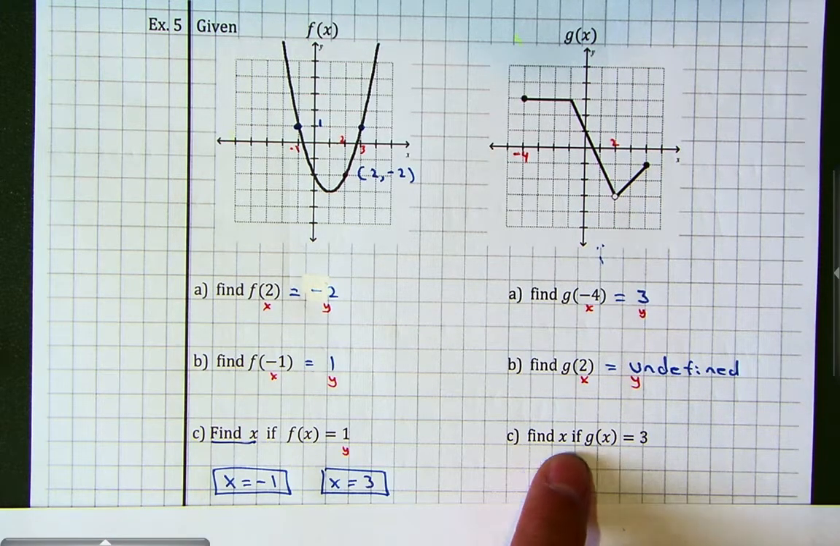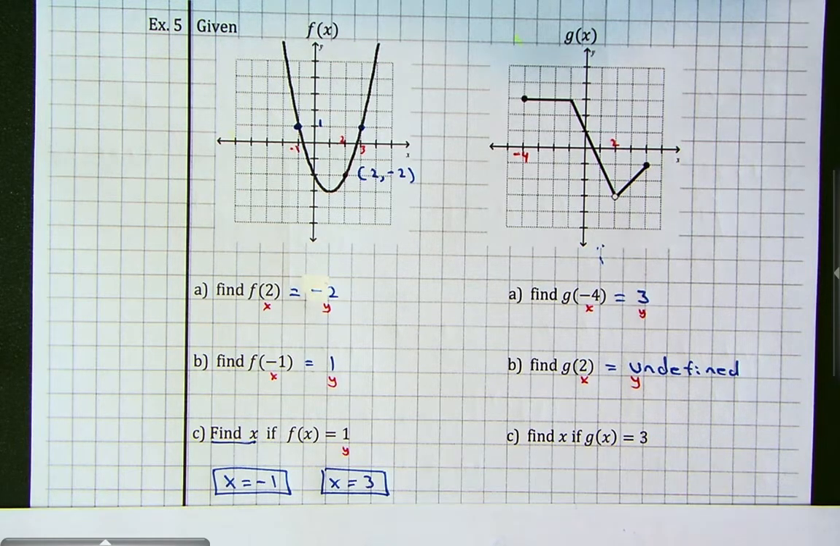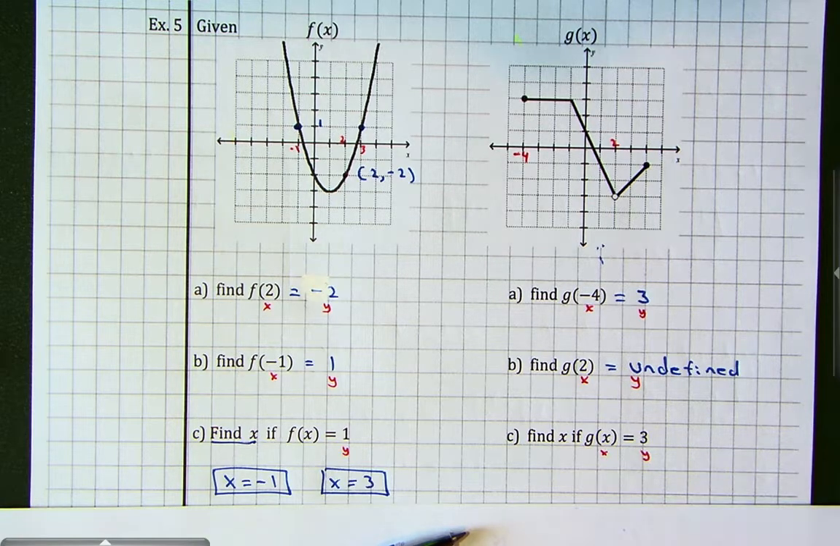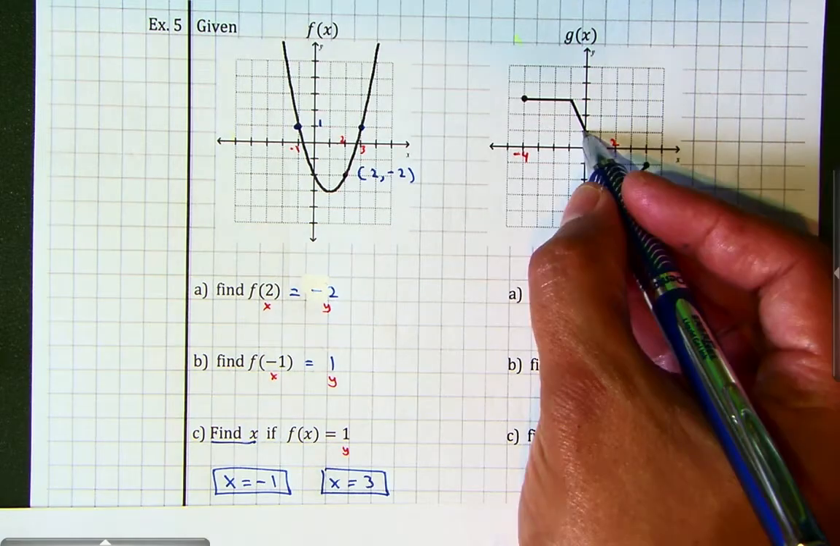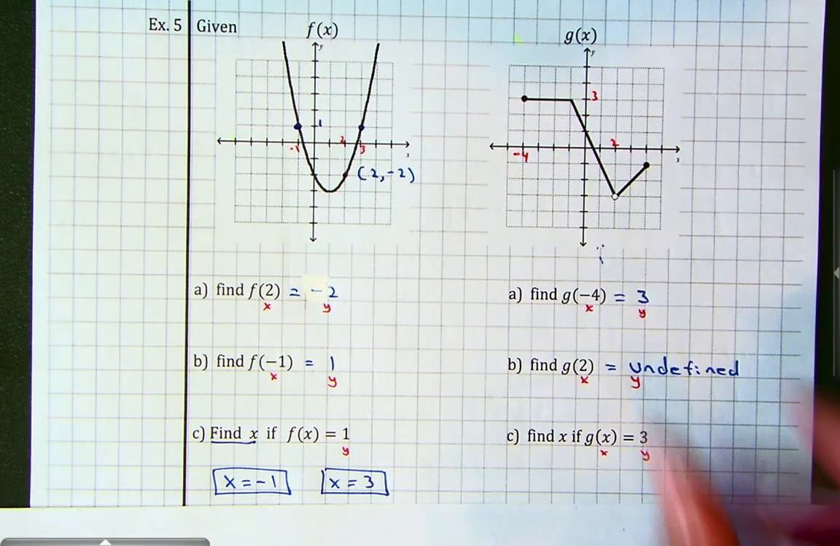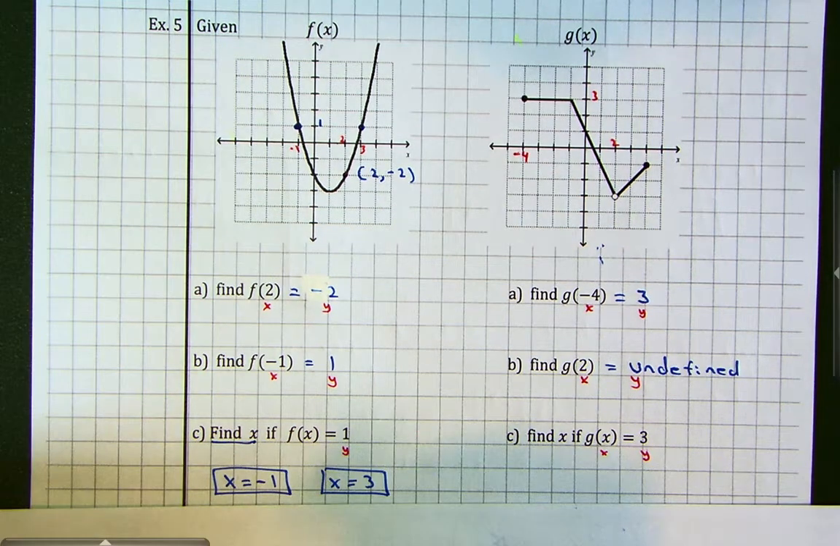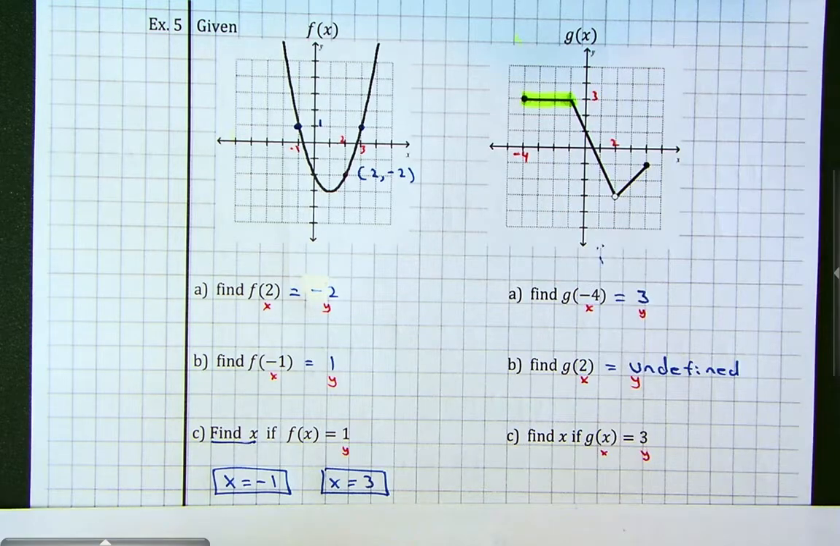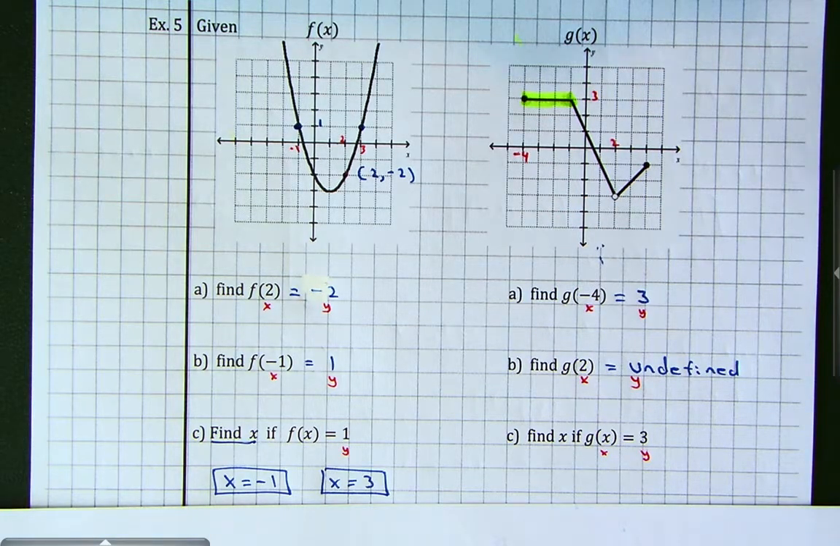Find x if g of x is equal to 3. This is your y value. We're looking for the x. The y value is 3. 1, 2, 3. Therefore, the values are from this section all the way to this section. All those points have a y value of 3.